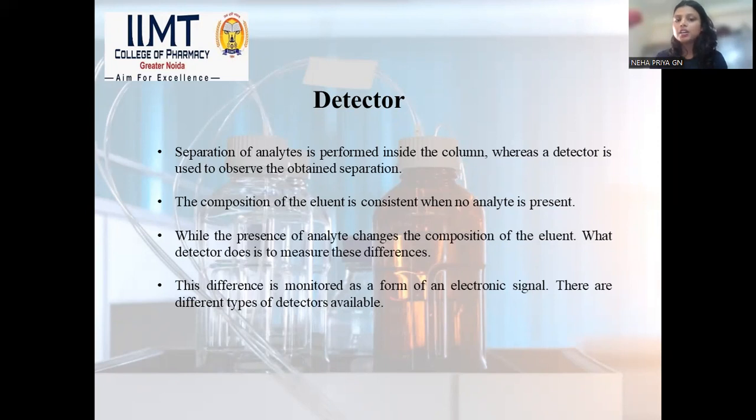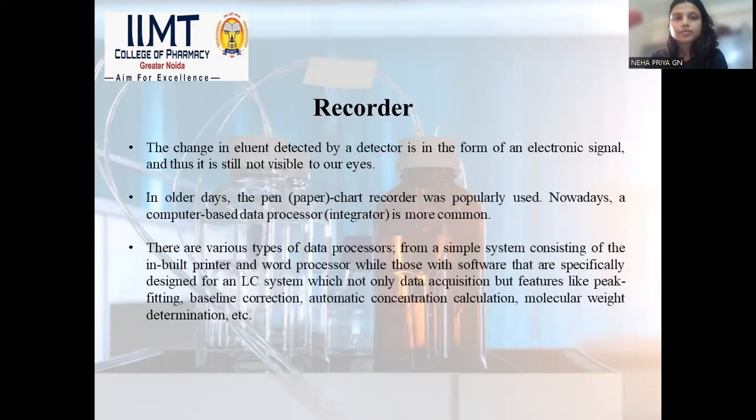It will give us a result for the same. The difference is measured in the form of electrical signals. There are many different types of detectors. As I have already mentioned, we can go for UV, IR, or mass spectroscopy, which can be used as detectors in both HPLC and GC. GC is called gas chromatography, where we separate volatile substances.